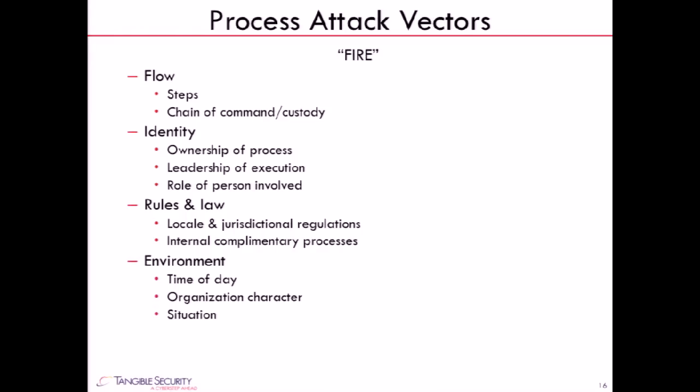Rules and laws: local, jurisdictional, internal, political correctness, internal complementary processes that may dictate things that have to go on. These are all important. You can stop something or transition something. I do this all the time with PII information. When somebody who doesn't need it says, well, I really need your Social Security number, I go, well, I really need to see the safe that you're going to keep that in and your PCI compliance, because under federal law, state law, I start spouting things off. They're like, oh, well, I don't really need it that bad. That's a rule and law process attack.